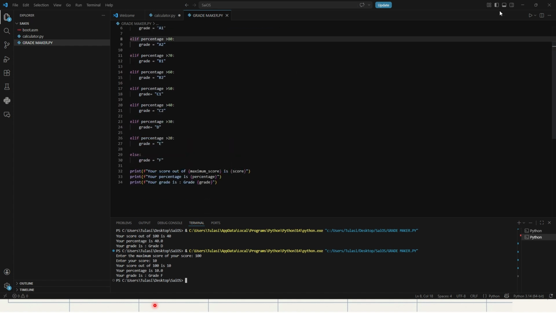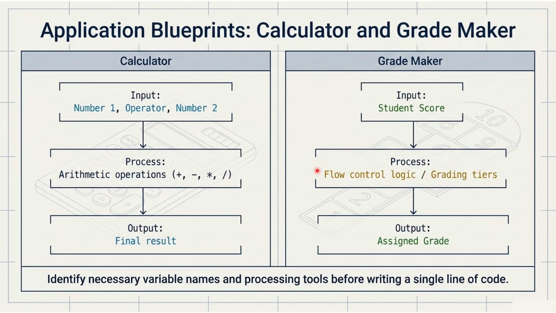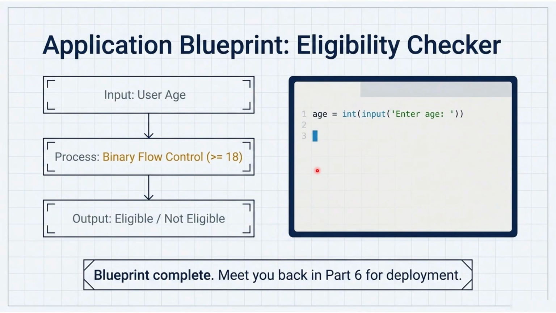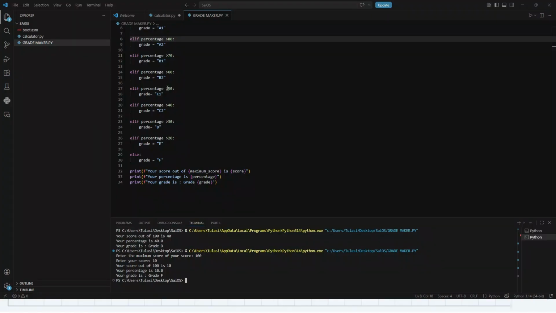Okay, so now we are going to the last project, which is the eligibility checker. So this is the last project where we'll be inputting the user age, then going to the if statements, and the output should be eligible or not eligible. So let's continue.